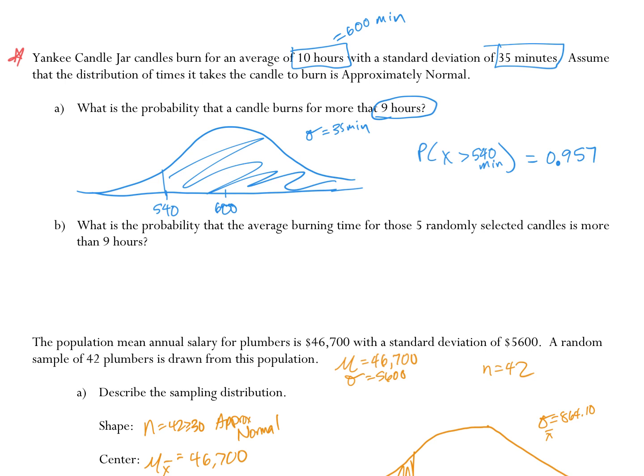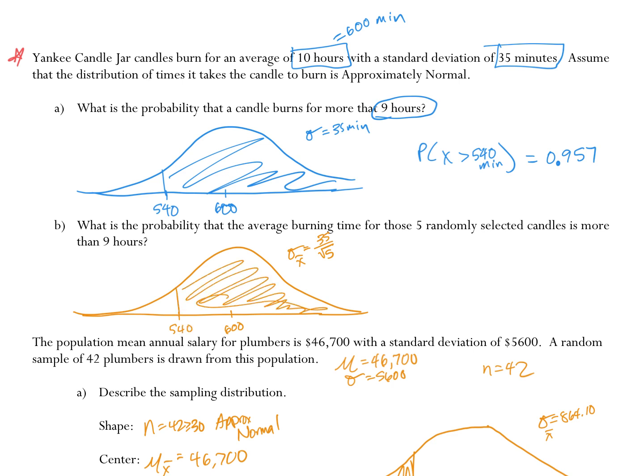I totally know what I'm doing right now. Do you? Totally. To me, right now, it's exactly the same problem, just that I know that n is a different thing. So now I've got a sample size of 5, so my standard deviation is going to decrease, divided by the square root of 5.